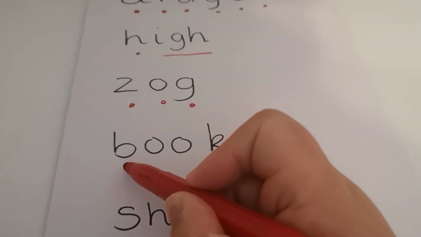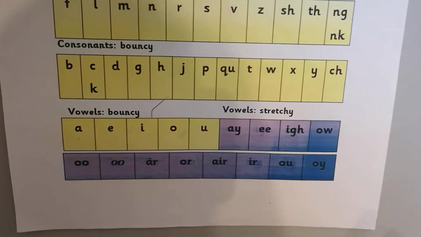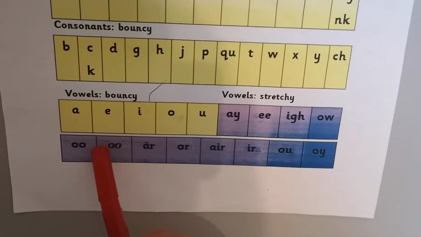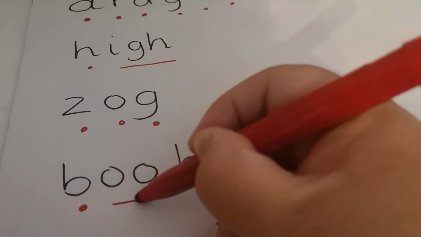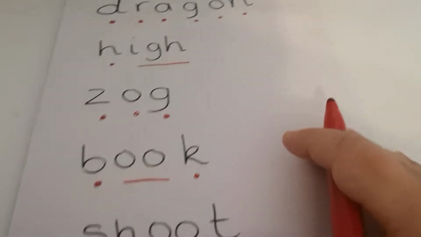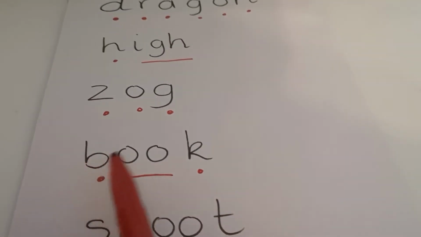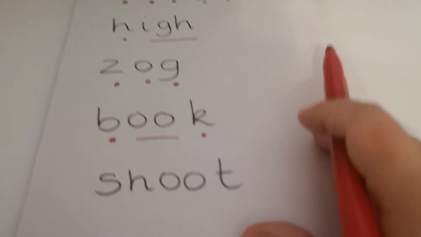Book. B. U. We've got our speed sounds chart. Yes. So that, even though it's 2 letters, just makes 1 sound. K. Book. So it's not 1, 2, 3. It's got 4 letters, but it's only got 1, 2, 3 sounds.